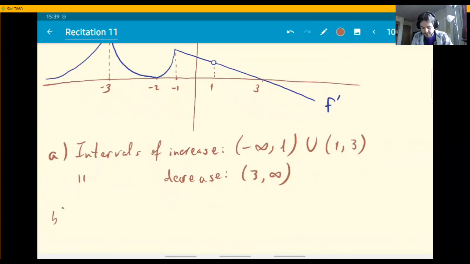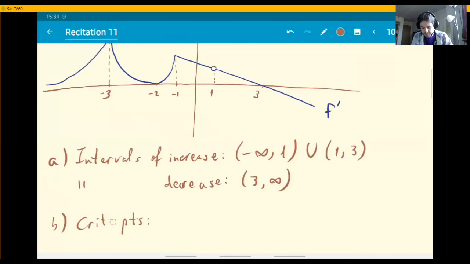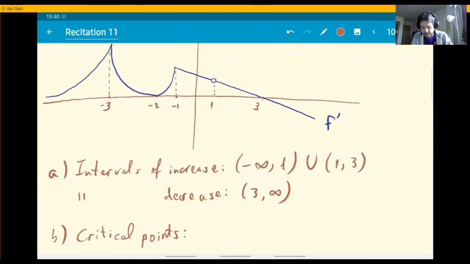B is asking what are the critical points and classify them. Critical points. I've been abbreviating this word every time. Let me actually write it this time. Critical points of the function. Critical points are where the derivative is 0 or does not exist. In this case, minus 2 and 3 for values where it is 0, 1 for where it does not exist. Those are the critical points.